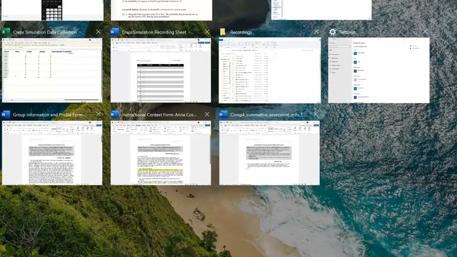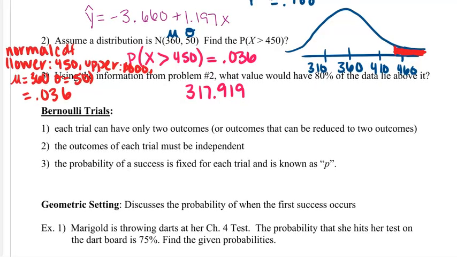Okay. And our last review one. So last review one, we are still using the same information from problem 2, but we want to know what value would have 80% of the data lie above it. So if I still have this curve right here, I want 80% of the data above it. I don't really know exactly where that is, but honestly, it's probably somewhere over here. I mean, I can see the answer.